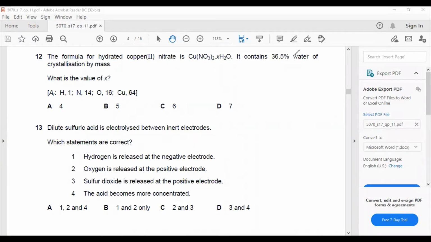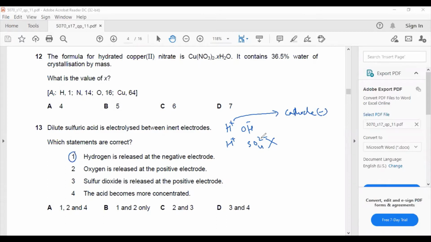Question 13: dilute sulfuric acid is electrolyzed. Very frequently asked question. Whenever an electrolysis question comes, we should write all the ions. Aqueous means water: H plus from sulfuric acid, and sulfate minus. So H plus goes to the cathode. There is no other ion. Sulfate is never discharged. So the first point is correct.